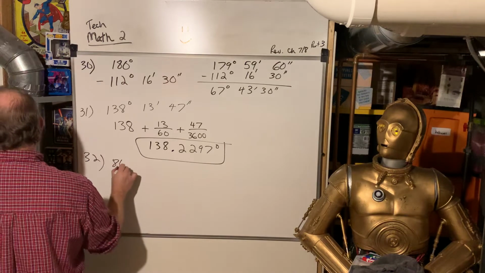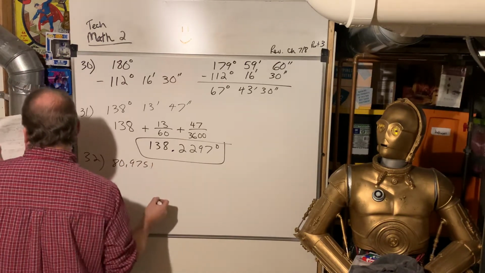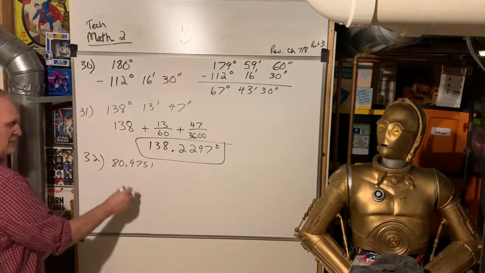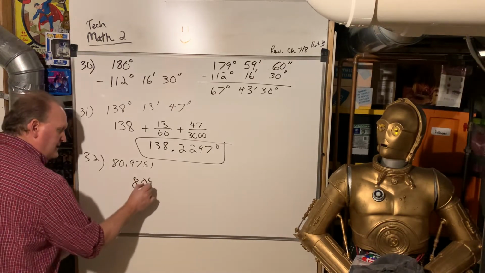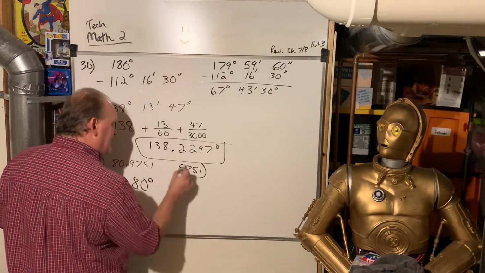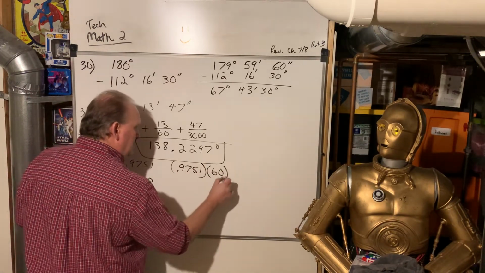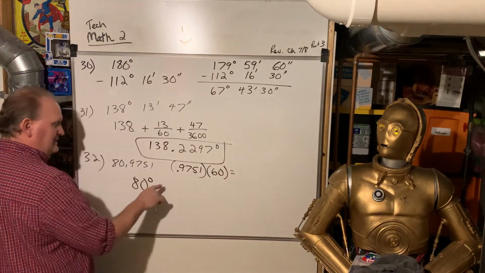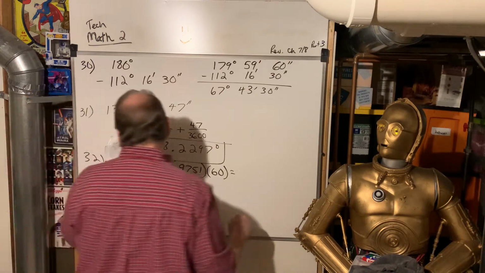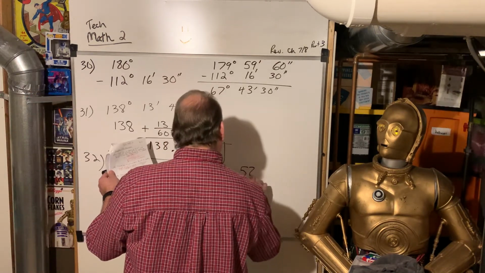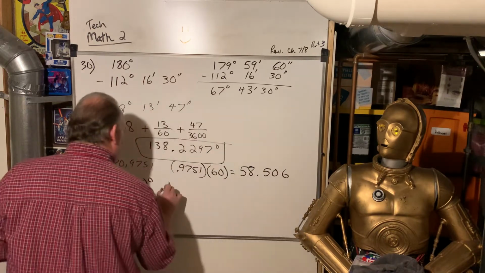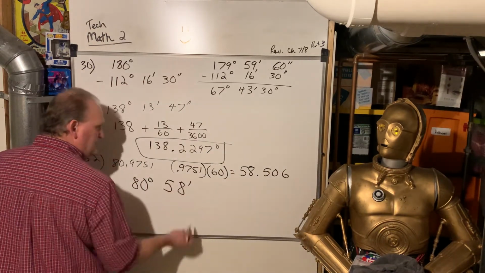32, 80.9751. They want me to convert it to degrees, minutes, and seconds. So what you do, you pull the 80 out. That's the degrees. 0.9751 times 60 will be how many minutes there are. First minutes, okay? And so that is 58.506. So that is 58 minutes.